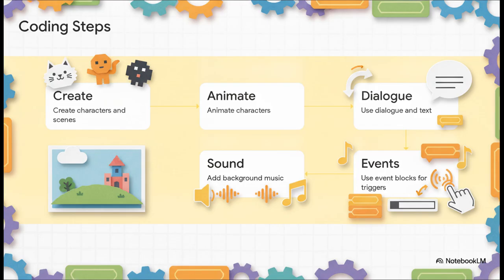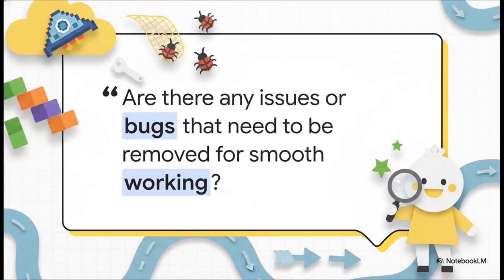Next up, add some dialogue and text so they can communicate. Step 4 is absolutely crucial, using event blocks to trigger actions. For example, when the spacebar is pressed, make the character jump. And finally, you throw in some sound blocks to add background music and really polish up the whole experience. But let's be real, it rarely works perfectly the first time around.